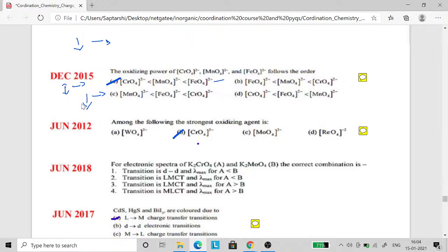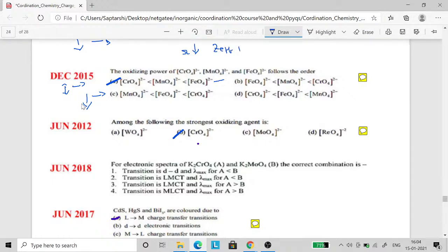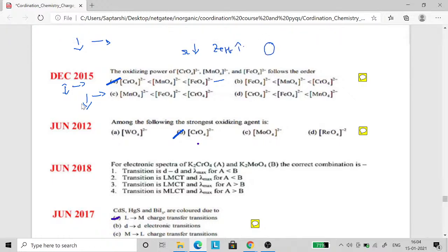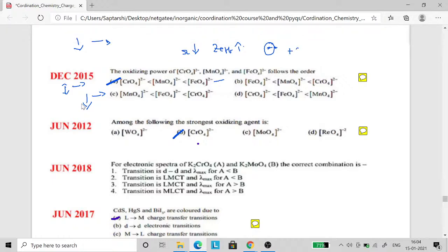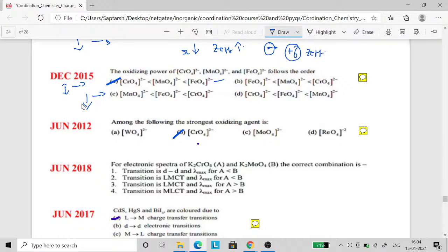So if the radius is decreasing across the period, the Z effective actually increases, because the radius is small. The effective potential from the nucleus to the outermost shell gets high because the size gets small, so the effect of Zeff gets more. Because of this, it can accept electrons more. The charge may be the same, like +6 for everyone, but because Zeff is more, it can accept electrons very easily.